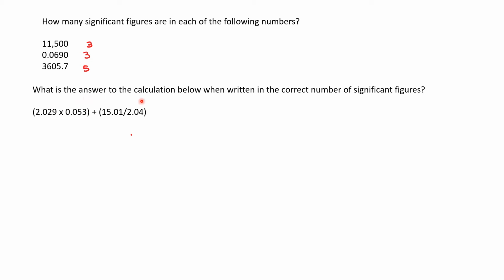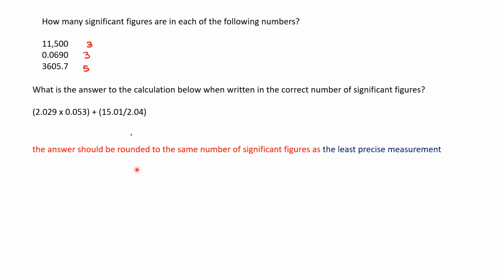What is the answer to the calculation below when written in the correct number of significant figures? When you look at this question, you have to understand you have multiplication, addition, and division. So you are going to solve this part first and then this part second, and you are going to add them later. The answer should be rounded to the same number of significant figures as the least precise measurement.